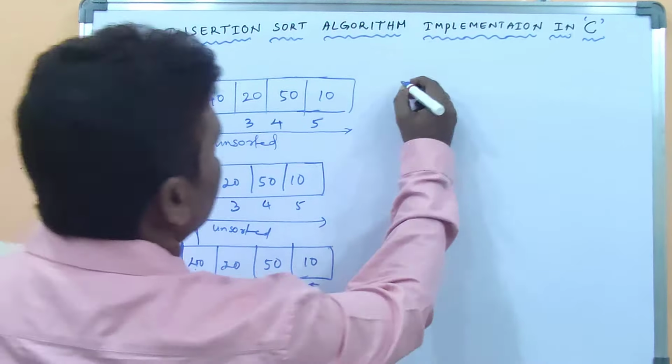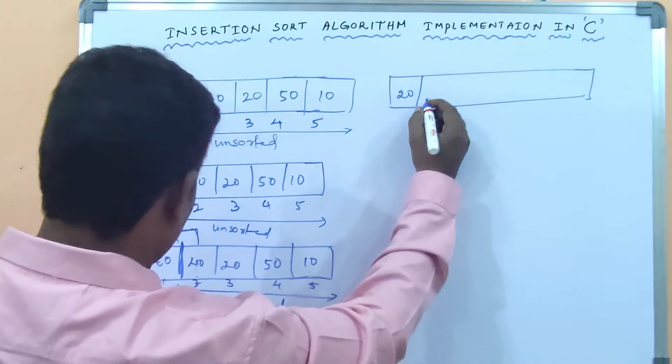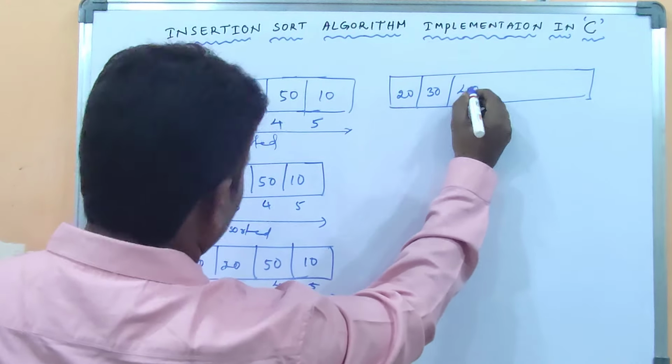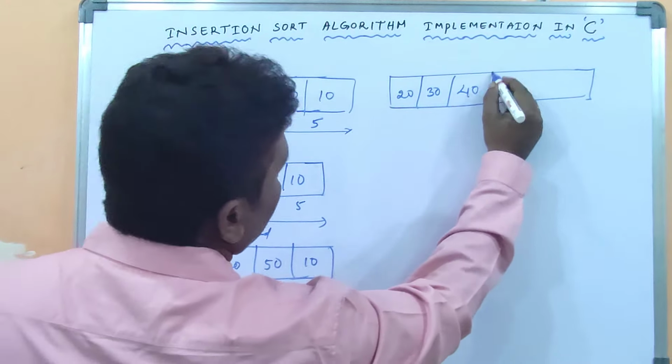Then here 20, 30, then 40, then 60, then 50, then 10. Because 0, 1, 2, 3, 4, 5. This is up to this one, a border like this. This is the sorted sublist. This is called the unsorted sublist.